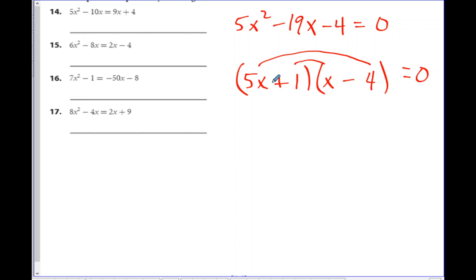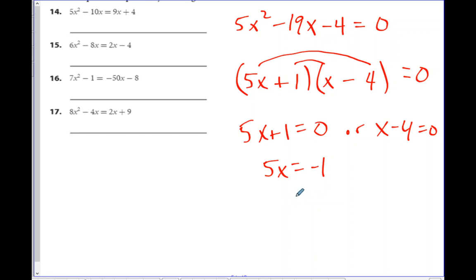You didn't have to see that automatically. You could have tried plus 4, negative 1, plus 1, minus 4. You could have tried plus 2, minus 2. You would eventually have found that this is the one that works. Well, now, you just make each one equal to 0. 5x plus 1 equals 0, or x minus 4 equals 0. Subtract 1 from both sides, you get 5x is negative 1, divide by 5, x equals negative 1/5. And then on the other one, just add 4 to both sides, and we get x equals 4.